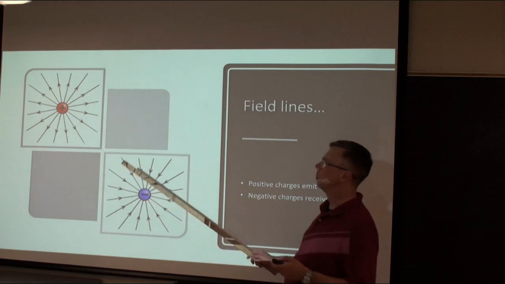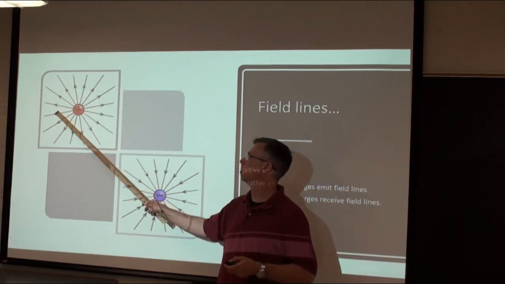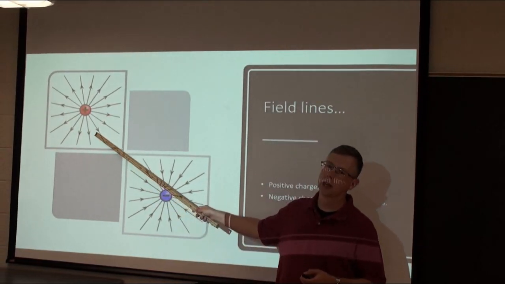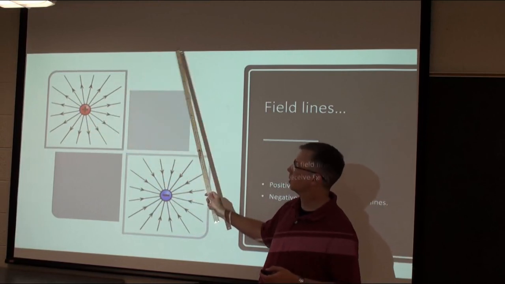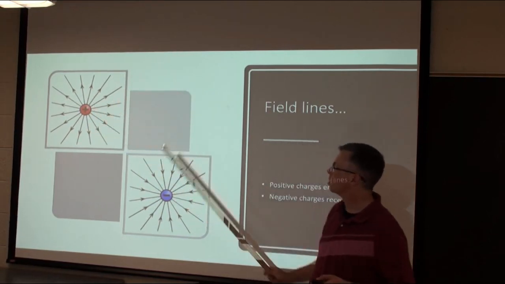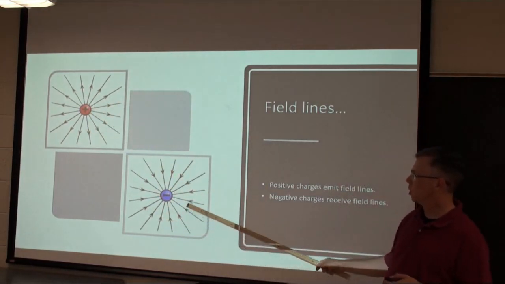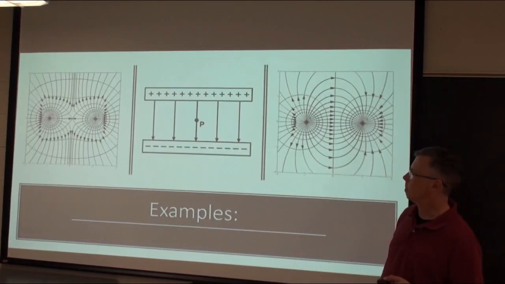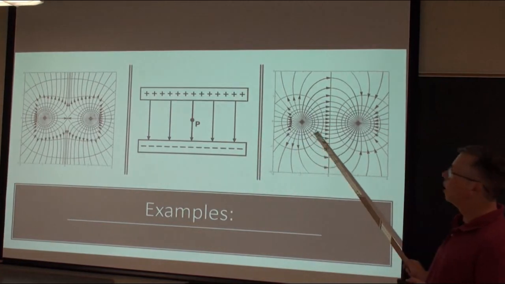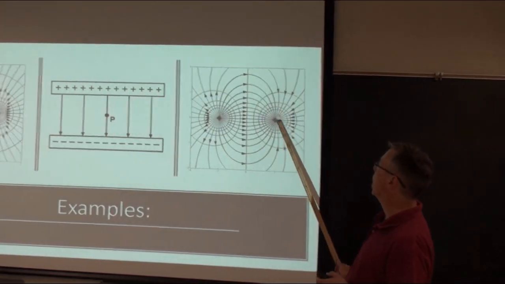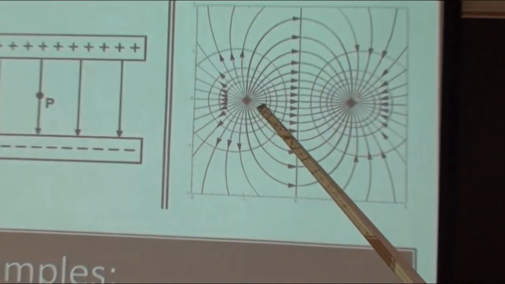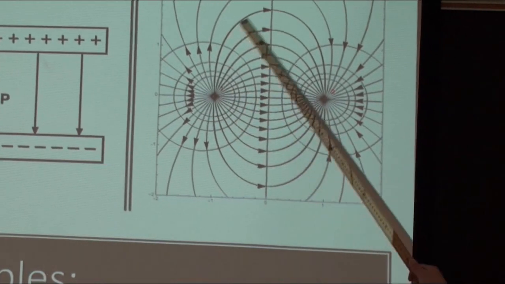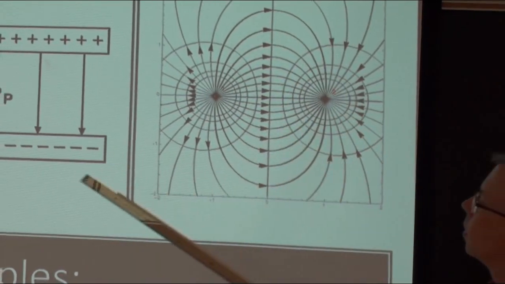Just by convention, we say that positive charges emit field lines, so the arrows point out. Negative charges receive the field, so the arrows point in. Some examples of this would be, here we have a positive and a negative charge. You can see the field goes from positive to negative, all the way around.